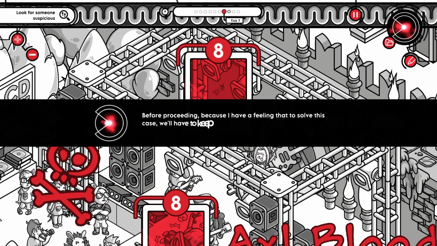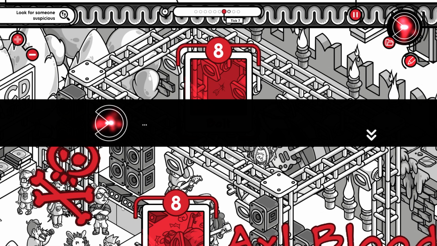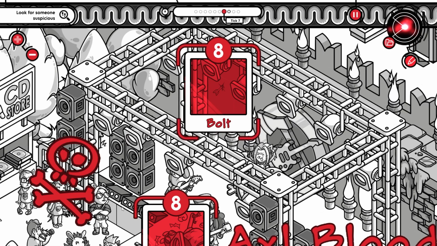Before proceeding, because I have a feeling that to solve this case we'll have to keep track of many notions, give me a second. Done. I've installed a new tool, the case journal.